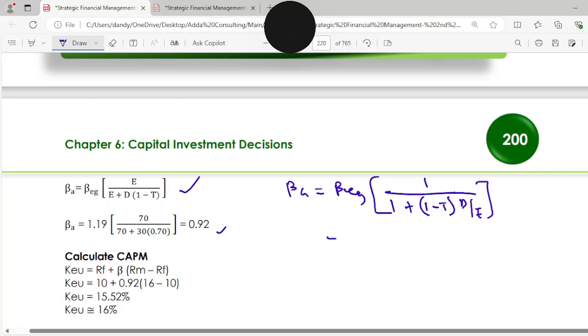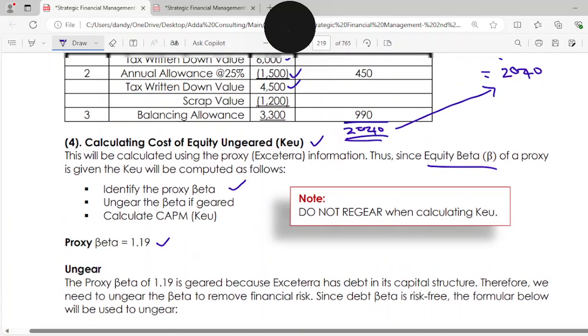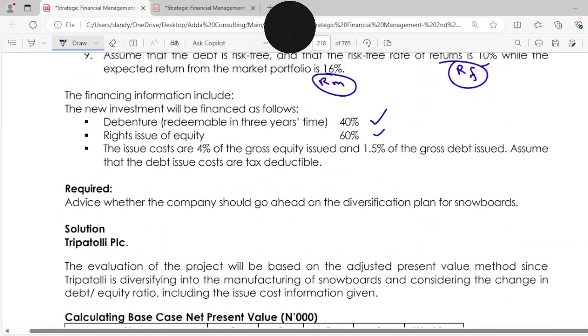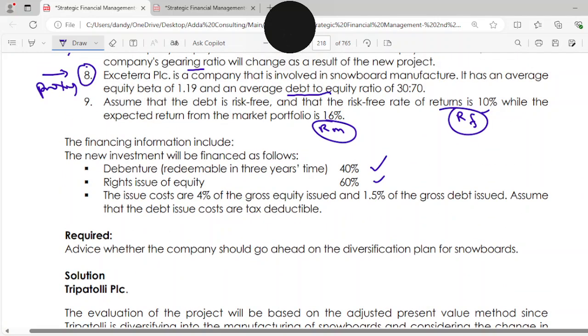So beta equity of a geared is 1.19 multiplied by 1 divided by 1 plus the tax rate of the proxy company is, of course, the examiner did not give us a tax rate for the proxy company. It means that both Tripatoli and the Xterra, both the proxy company and the main company, have the same tax rate. Okay, they both have the same tax rate.